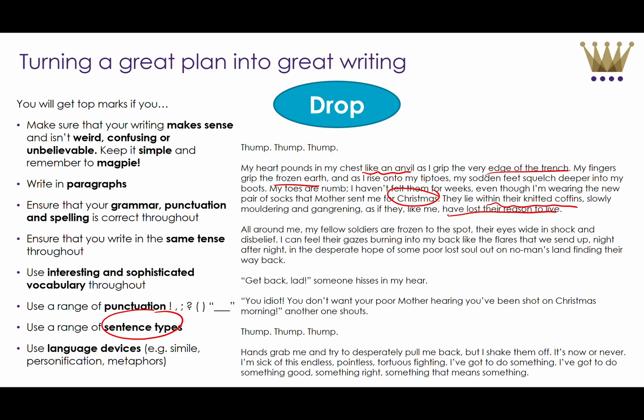Okay, let's keep going. All around me, my fellow soldiers are frozen to the spot, their eyes wide in shock and disbelief. I can feel their gazes burning into my back like the flares that we send up night after night in the desperate hope of some poor lost soul out on no man's land fighting their way back. "Get back, lad," someone hisses in my ear. Got some speech here. "You idiot, you don't want your poor mother hearing you've been shot on Christmas morning," another one shouts. Okay, I've made it really clear now it's Christmas morning.